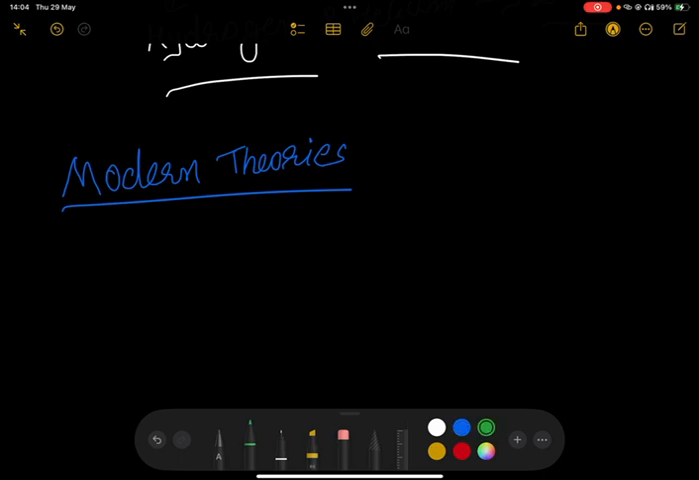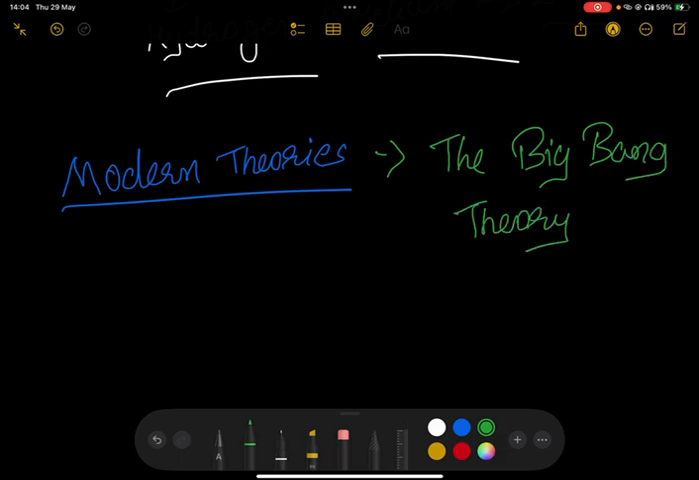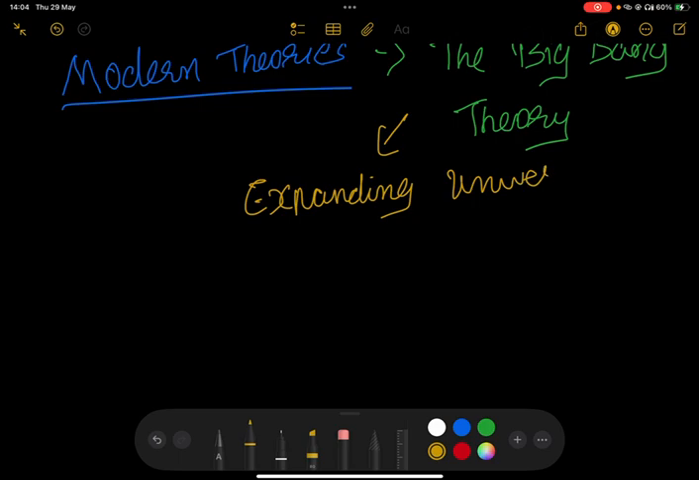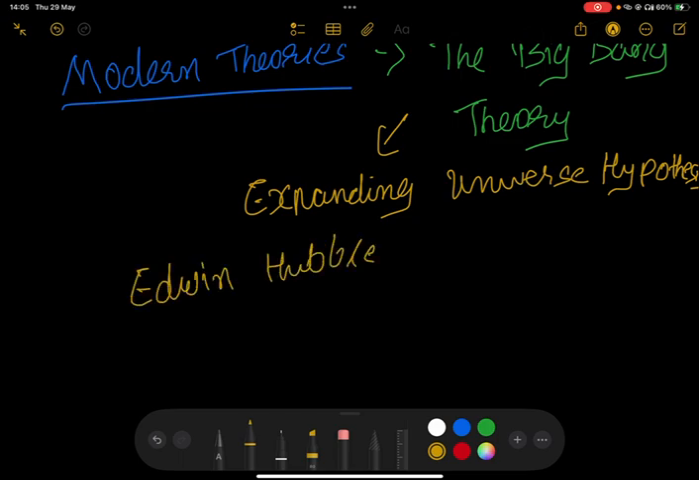Modern theories. The most popular modern theory, as we all know, is the Big Bang theory. It is also called the expanding universe hypothesis. It was given by Edwin Hubble. There is a famous telescope of NASA, the Hubble telescope. It was named in honor of the scientist Edwin Hubble.